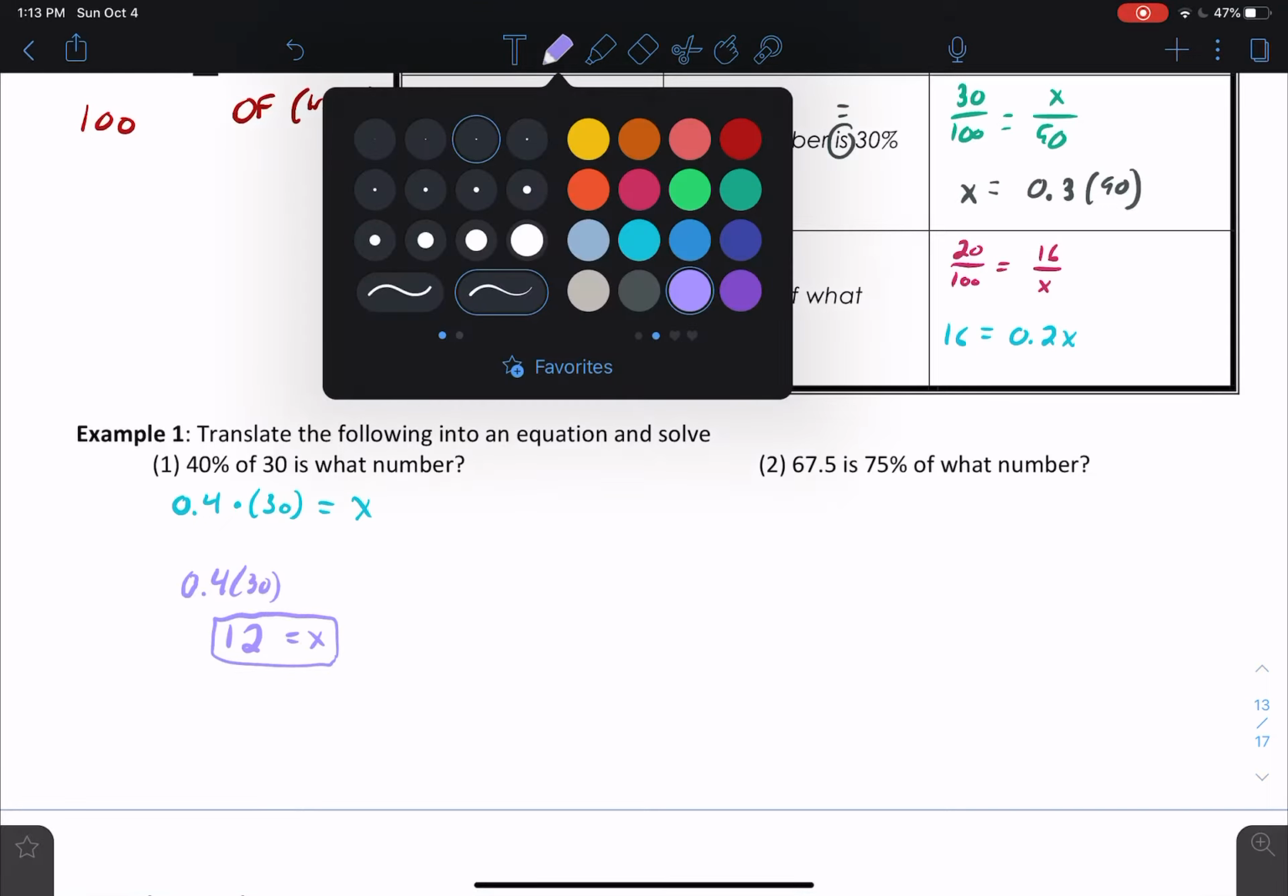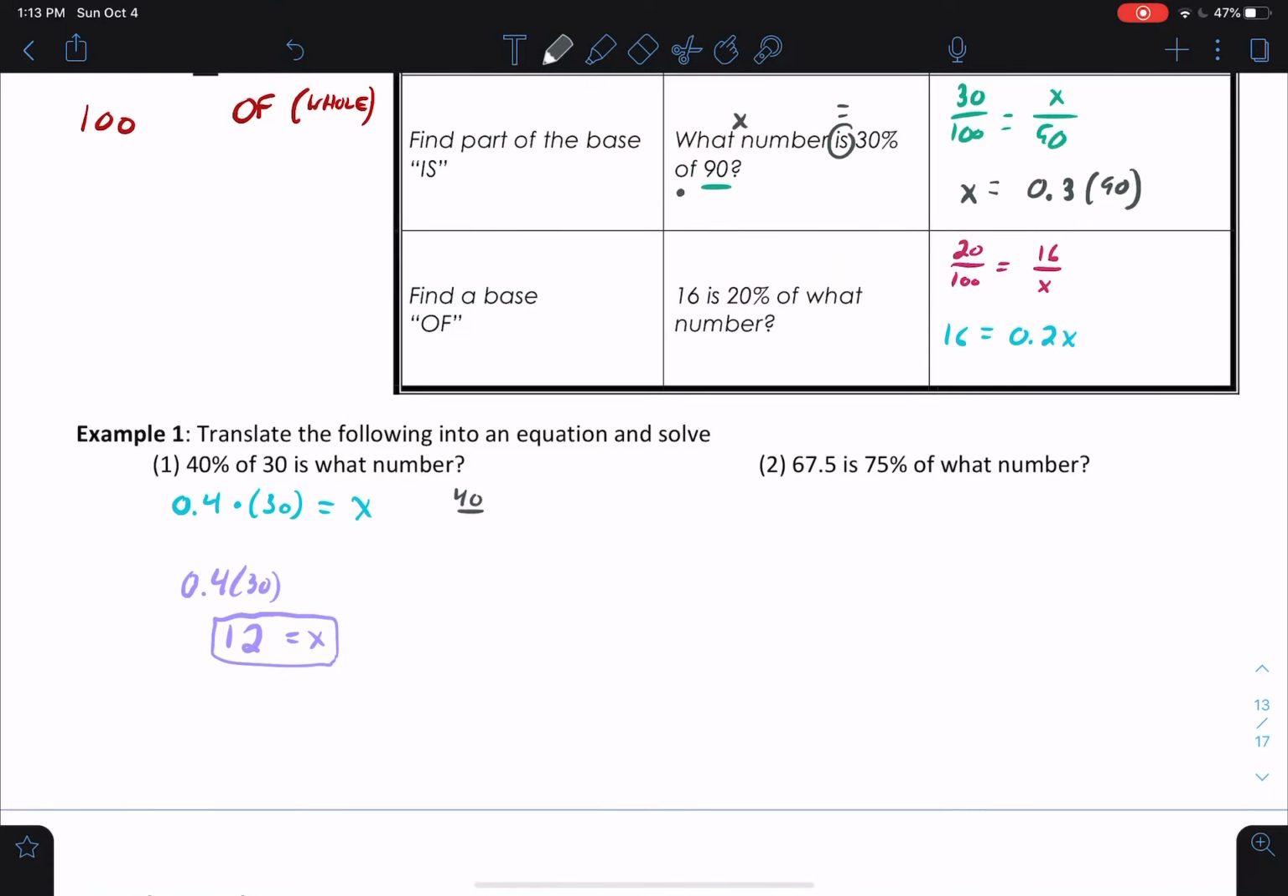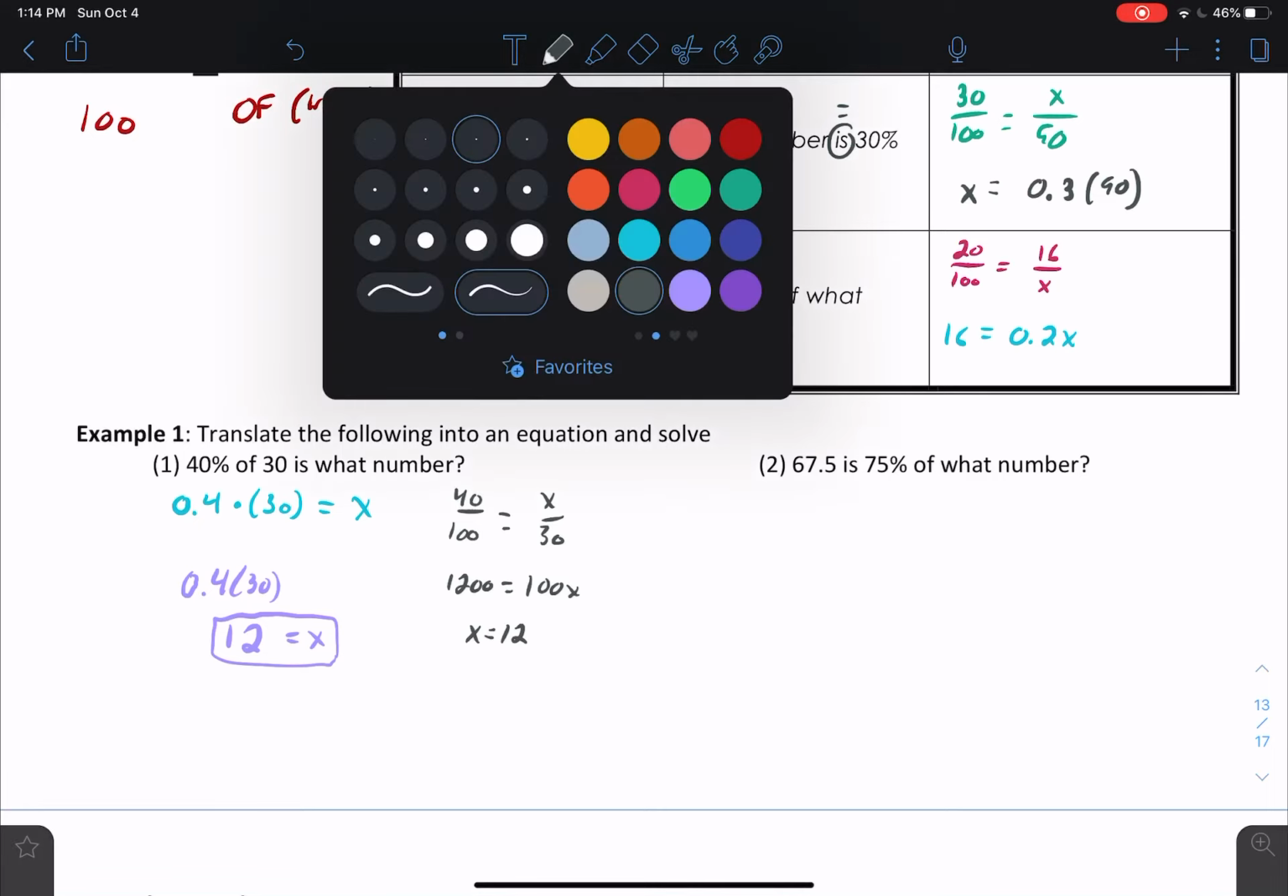All right, that's the same thing if I set up my proportion. 40 over 100 equals x over 30. Then if I cross multiply it, I get 1200 equals 100x. Divide both sides by 100, I get x to equal 12. You're going to get the same answer if you do the proportion, but when you're shopping per se and you have a percent discount, you're not going to want to have to do the work to set up a proportion and cross multiply. So that's why you just want to translate what the problem is into an equation. All right? What about the next one?